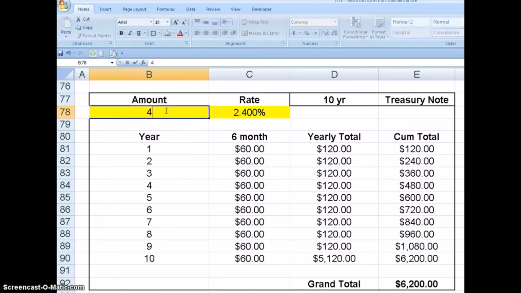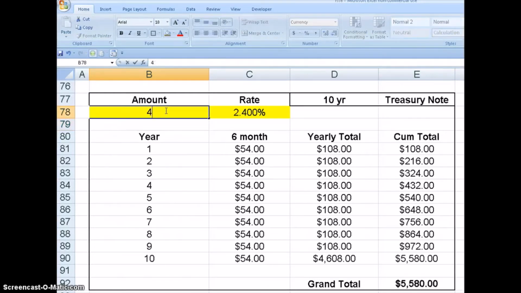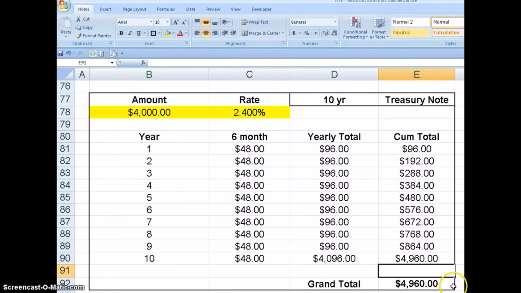So let's just try some numbers. Let me put 4,000. Okay, that's pretty close actually. Let me put 4,500. 4,100. Well, let's just say 4,000. So see, you can kind of plan it out like that.